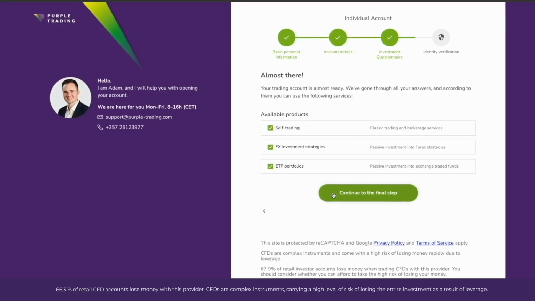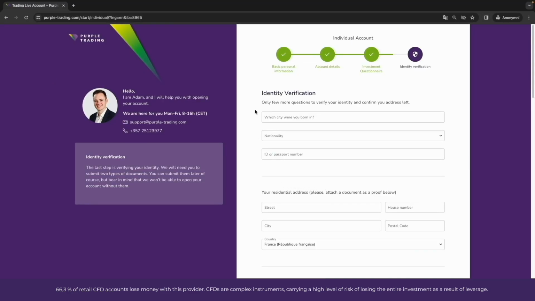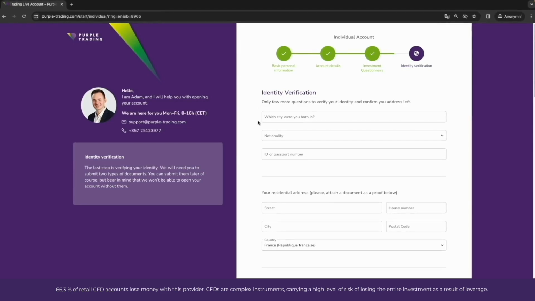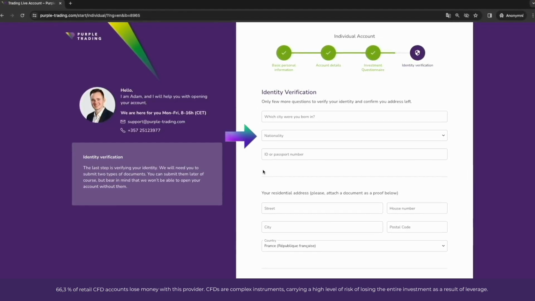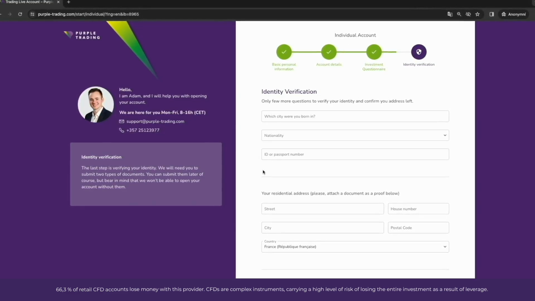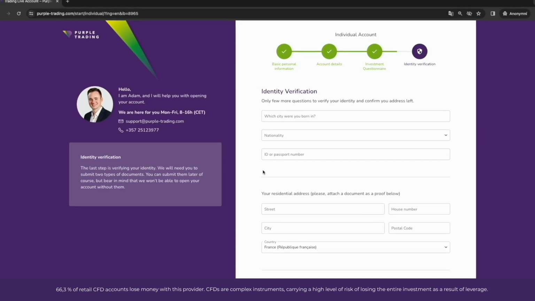We are almost there. Now all you have to do is fill in the last page of our registration form. This will verify your identity. Again, this step is necessary to meet regulatory requirements and is essential to ensure the security of your account. First, you will need to fill in information such as your city of birth, nationality and passport or ID number, which will correspond with the document we'll then need to send electronically.